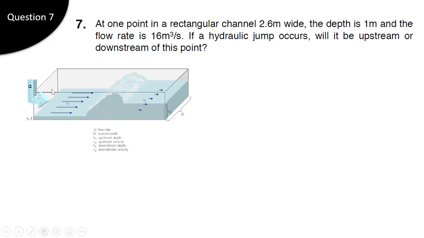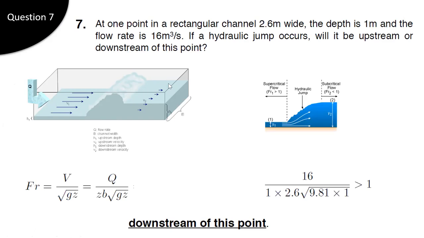So when we have a supercritical flow, the Froude number is over one. And when we have subcritical flow, the Froude number is under one. So make sure you know this fact about the Froude number and supercritical and subcritical flow. This will help you a lot.